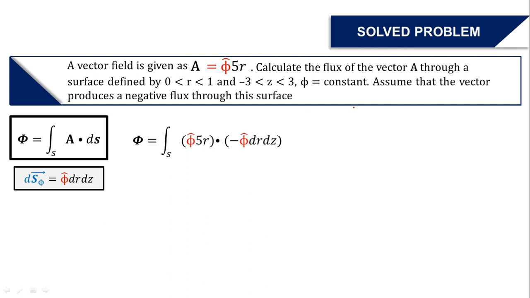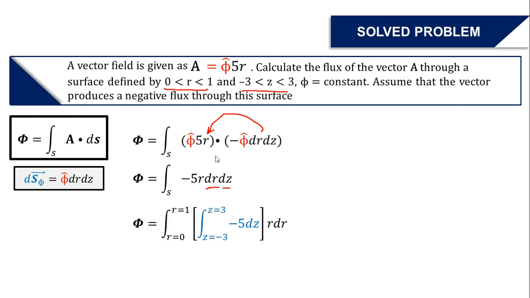So, paano na susunod natin gagawin? Ipe-perform na natin yung ating dot product. Okay. So, ano na matitira dyan? The flux is now equal to the surface integral ng negative 5r dr dz. Yan. So, ito, meron na tayong limits. Kaya pwede na natin yan i-transform into the integral. So, we now have a double integral in this particular problem.